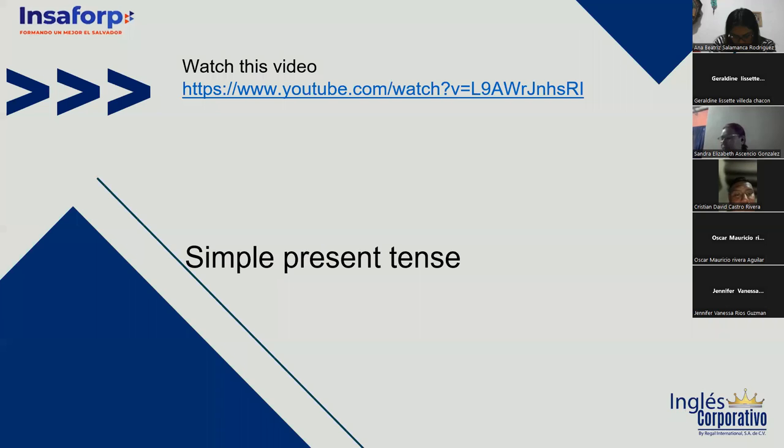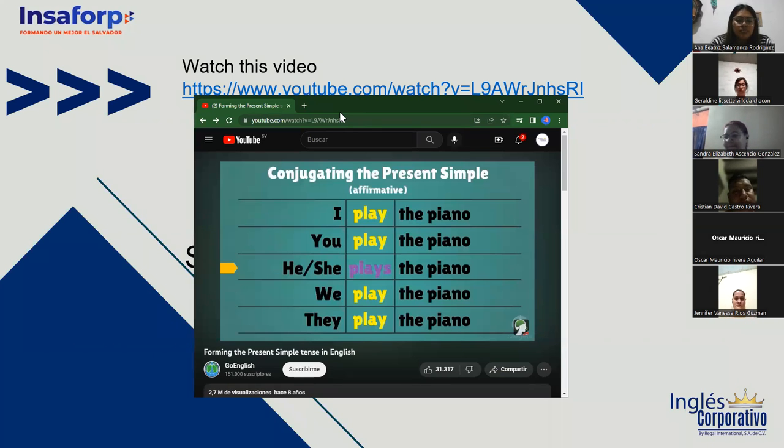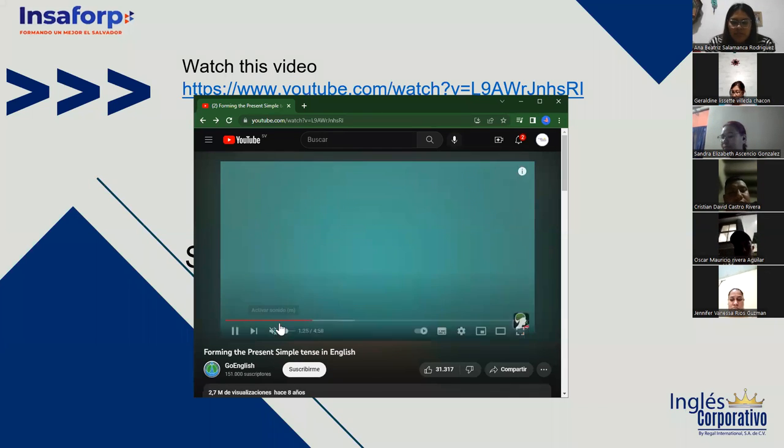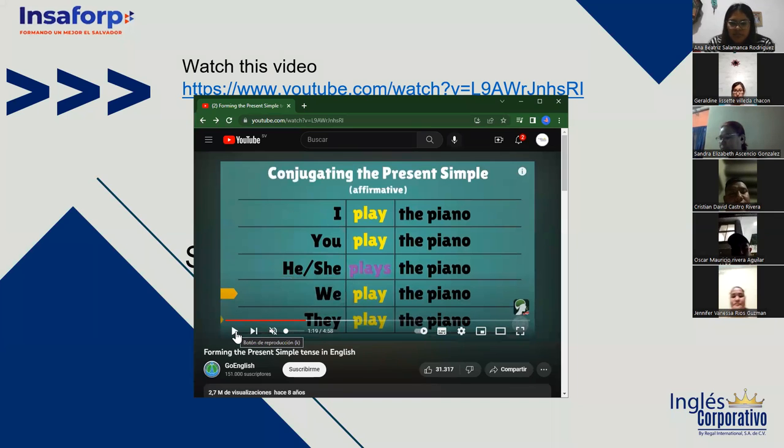Did you finish? ¿Terminaron? Estaba midiendo el tiempo y yo siento que ya deberían de terminar, right? Okay. Good. This is the way that we can conjugate the present simple, affirmative, okay? Positive. Cuando es en forma positiva, quedaría así.